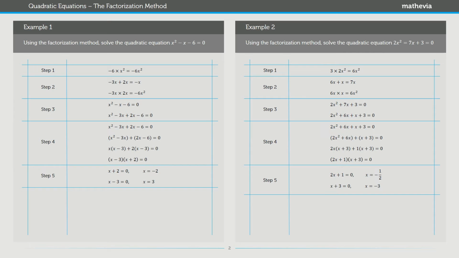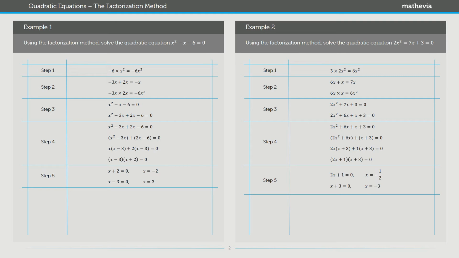So there are 4 steps you need to apply to get from the original quadratic equation to the factorized form of the quadratic equation, where you have 2 things in a bracket multiplying each other. And once you get to that point, you're safe through. It's very, very simple moving forward. So let's try another example.